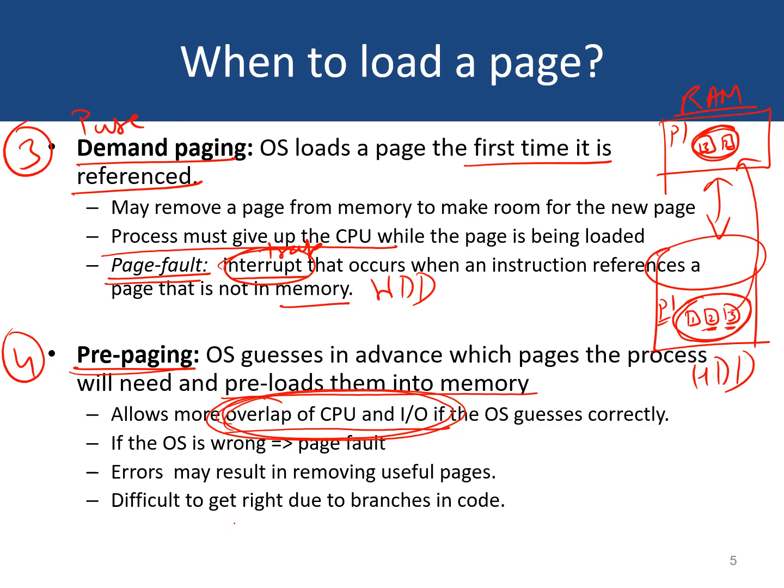However, it is not always easy to predict the next set of pages that a process may need, and incorrect predictions come at a cost. So for instance, let's go back to this example. Let's say process P1 is executing and it currently has pages 1 and 2 in the RAM, and page 3 is on the hard disk.